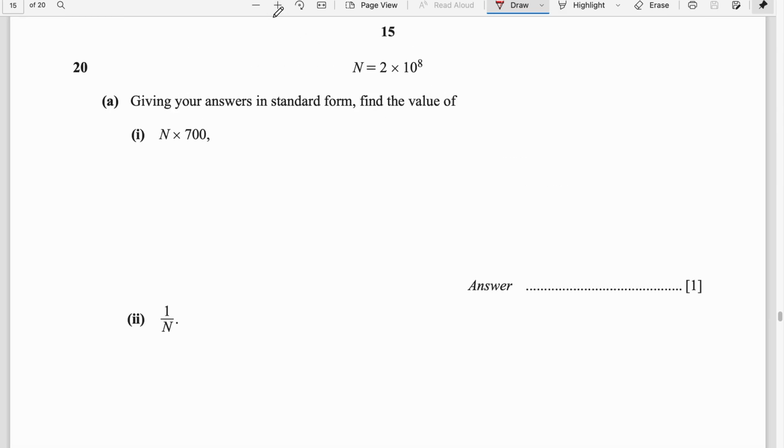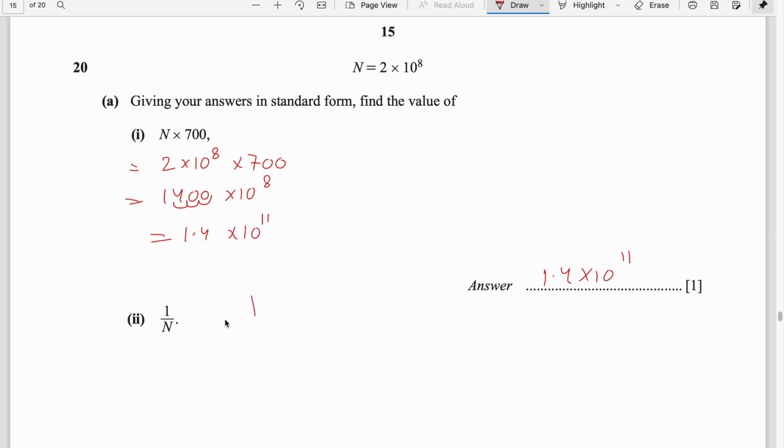Question number 20. N is given. Giving your answer in standard form, find the value of n times 700. So that is 2 times 10 raised to power 8 times 700. 7 times 2 is 1400, times 10 raised to power 8. So I'll have to move the decimal 1, 2, 3 places, which gives 1.4, and increase the power by 3, which makes it 11. 1.4 times 10 raised to power 11.